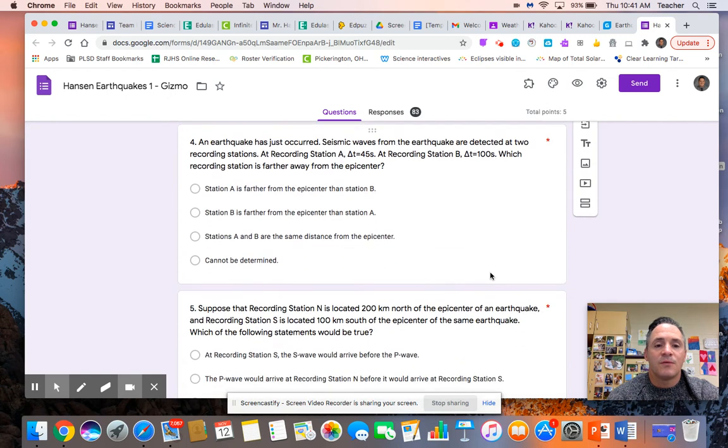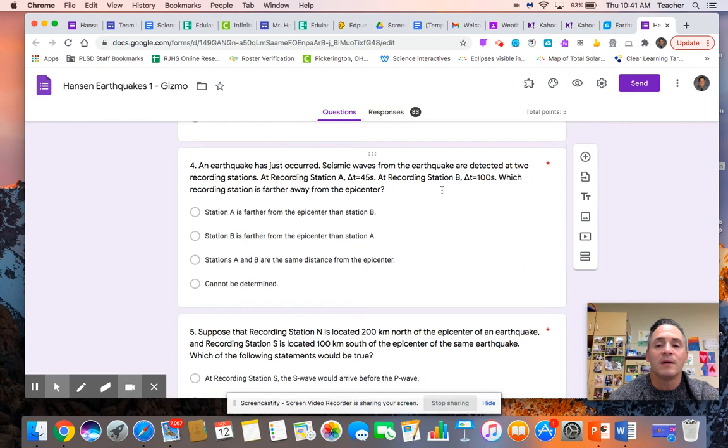All right. 4, an earthquake has just occurred. Seismic waves from the earthquake are detected at 2 recording stations. At recording station A, the delta time is 45 seconds. At recording station B, it's 100 seconds. Which recording station is farther away? Okay, so remember, the greater the distance between the P and S arrival times, the farther away you are. So since this is 45 seconds, it's P wave, and then it took 45 seconds for the S wave to show up, and the next one was P wave, and then it took 100 seconds for it to show up. We saw this in class. Which recording station is farther away? It's B.